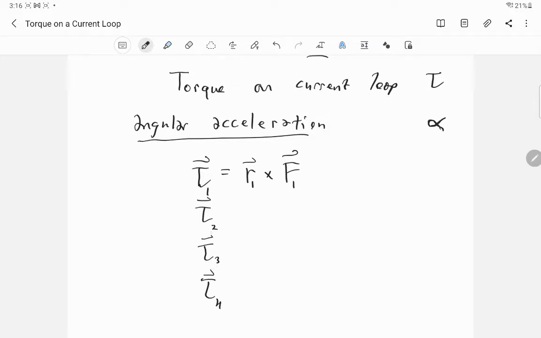So there's going to be 4 torques, and there is a net torque, which is simply the vector sum of the individual torques, where i equals 1 up to 4. And it is a vector sum. So you add it up as vectors.